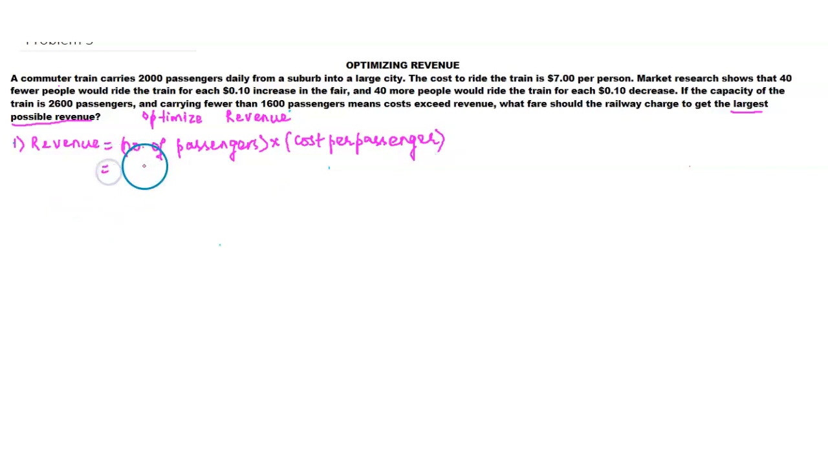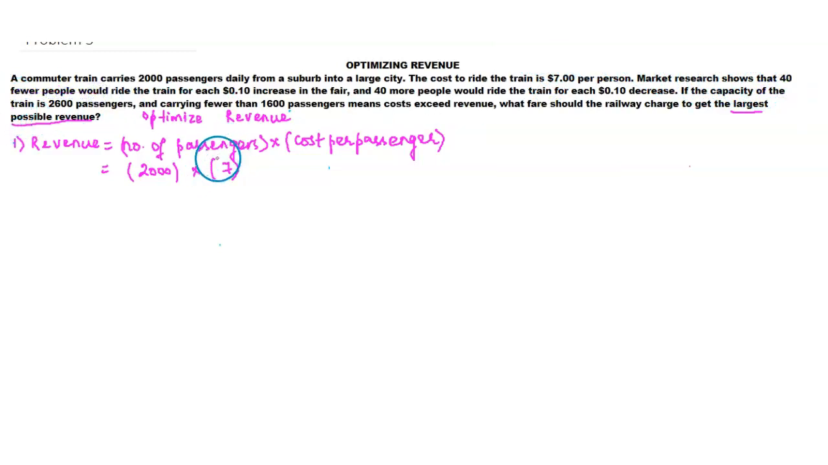In this case, the number of passengers that take the train is 2,000 and the cost per passenger is $7. We don't have to touch this equation. Because this is already a constant equation, all we have to do is make changes in it. If we increase the fare by 10 cents or decrease the fare by 10 cents, then the number of passengers changes by 40. Either it will increase by 40 or it will decrease by 40. Out of these two conditions, we can take any one condition.